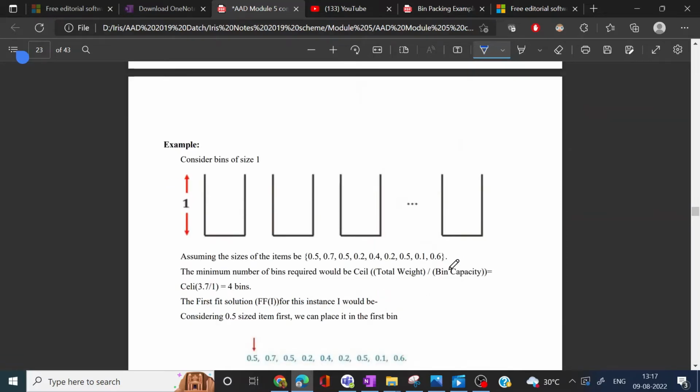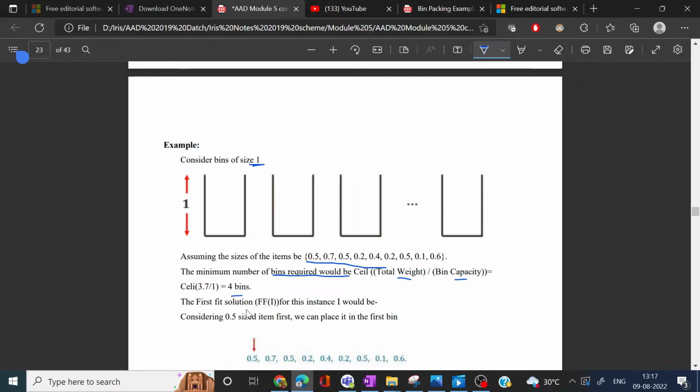Now we can consider an example. Here these are the different bins, each of capacity 1. Assuming the sizes of the items are 0.5, 0.7, 0.5, 0.2, 0.4, 0.2, 0.5, 0.1, 0.6. These items have to be filled into these bins. We can find the lower bound for this one, that is total weight divided by bin capacity. Lower bound is 4 bins.